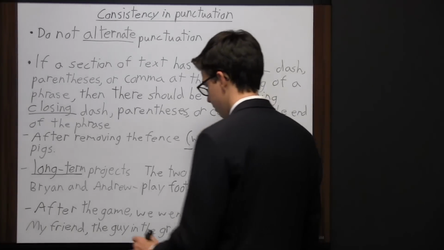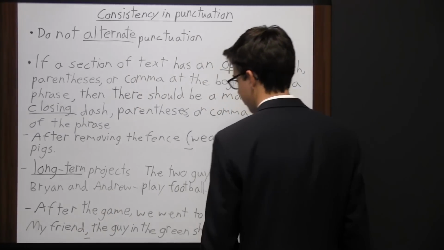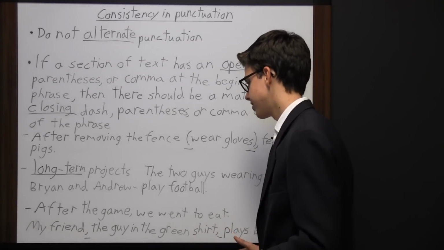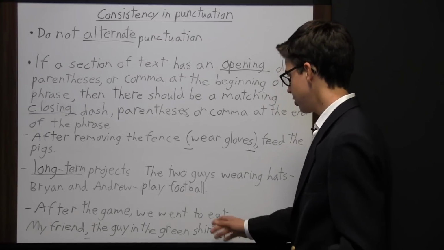So right here we see a comma, and we see another comma, because it's setting off this phrase right here. So we need two commas, because commas often set off certain phrases that don't have to be there, because we could just say, my friend plays baseball. But we use two commas here.